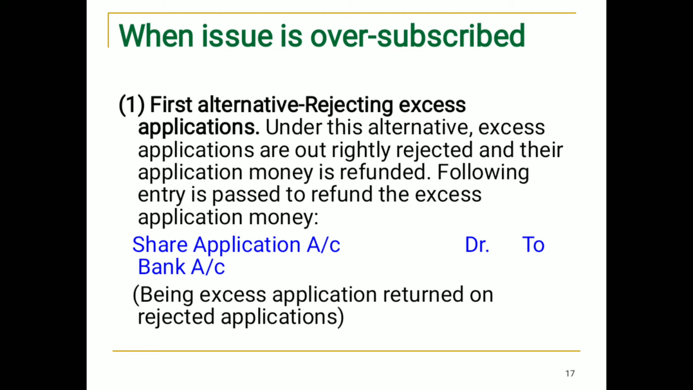See, these are the journal entries and topics which will make minor variations in the previous journal entries that you have learned. When you will be solving a practical sum, all these journal entries will be merged and applied in the same question. So please try to understand it for now. Being excess application returned on rejected applications, right?